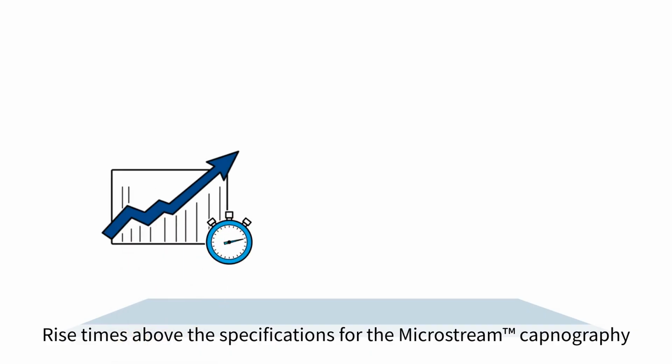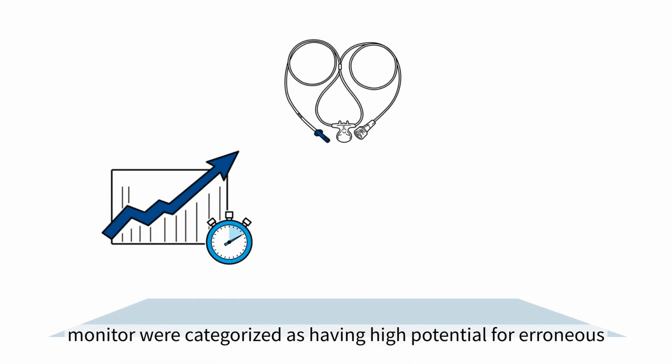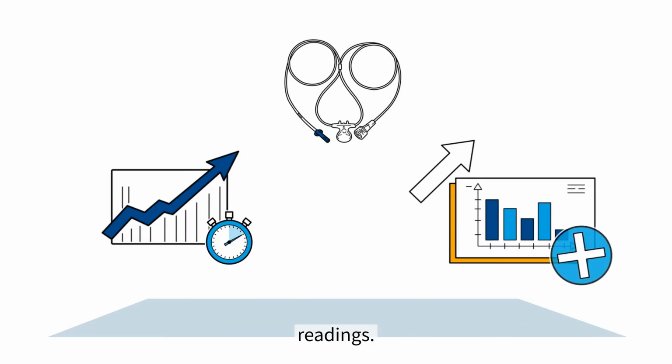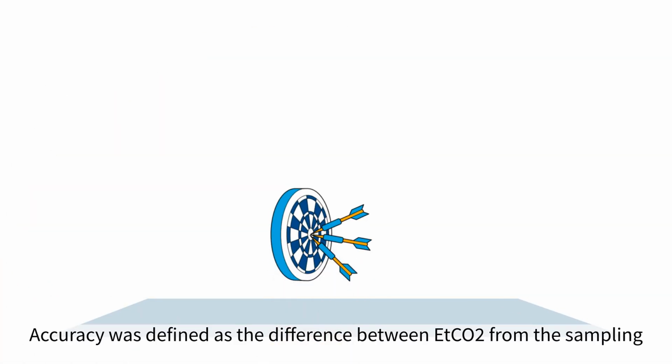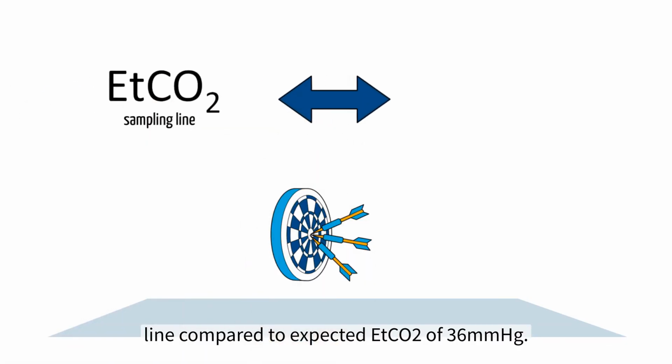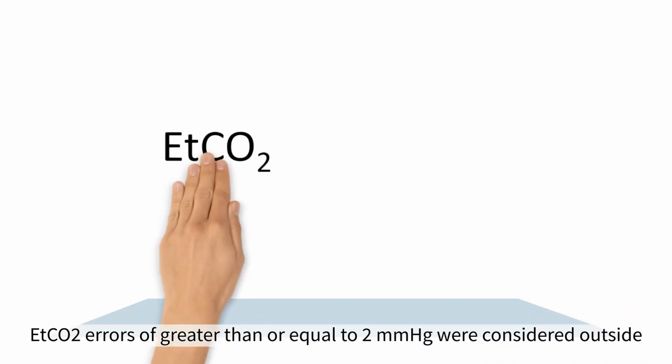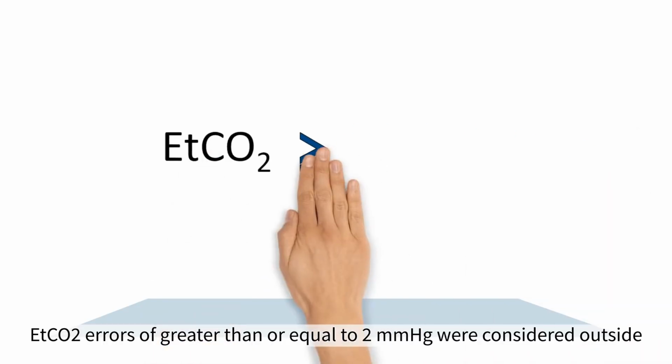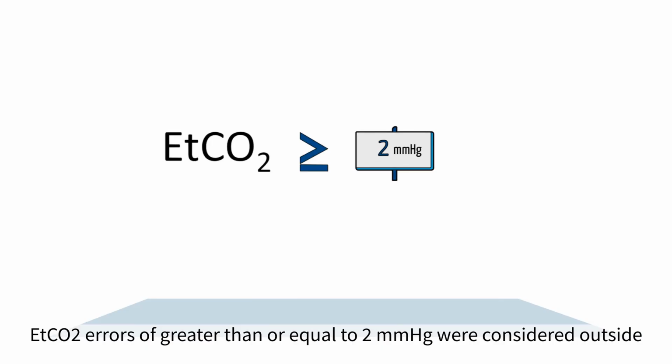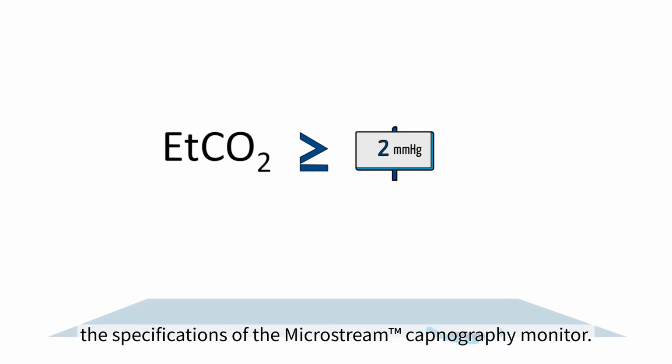Rise times above the specifications for the Microstream capnography monitor were categorized as having high potential for erroneous readings. Accuracy was defined as the difference between EtCO2 from the sampling line compared to expected EtCO2 of 36 millimeters mercury. EtCO2 errors of greater than or equal to 2 millimeters mercury were considered outside the specifications of the Microstream capnography monitor.